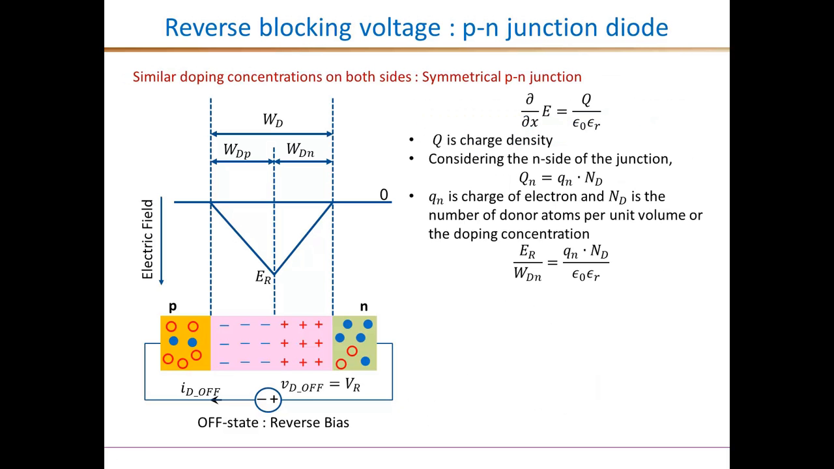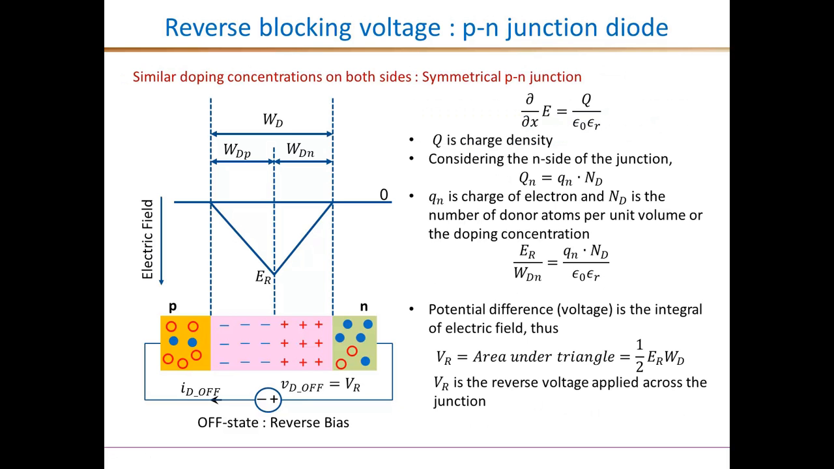Now looking at the N side of the junction, the total charge here is the product of the doping concentration, given as the number of donor atoms in the case of N type per unit volume, times the charge of an electron. So that's the total charge, and substituting that for the charge in this differential equation, we get an expression for the peak value of the electric field as shown here. It's simply ER = q·ND·WdN/ε, the total charge over epsilon.